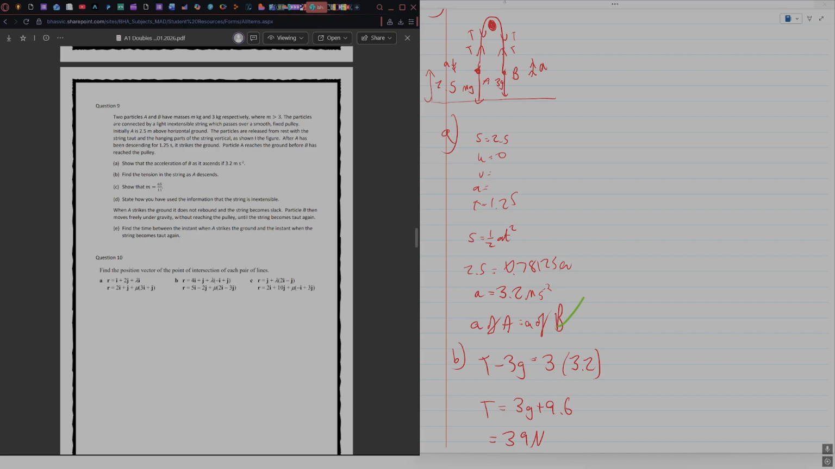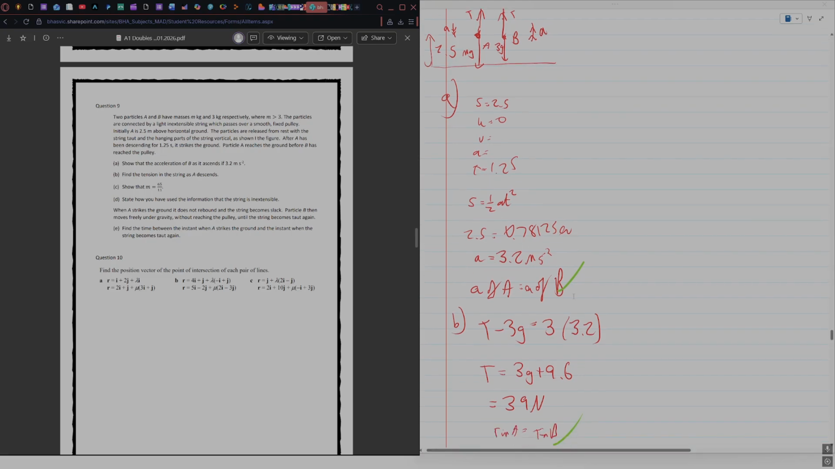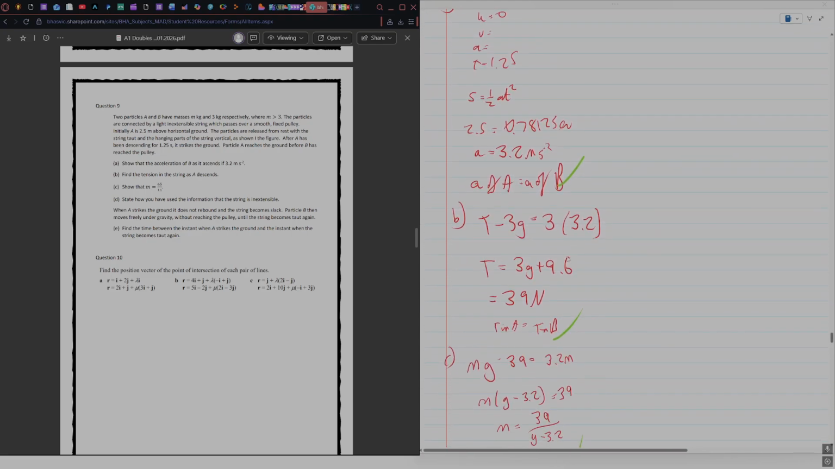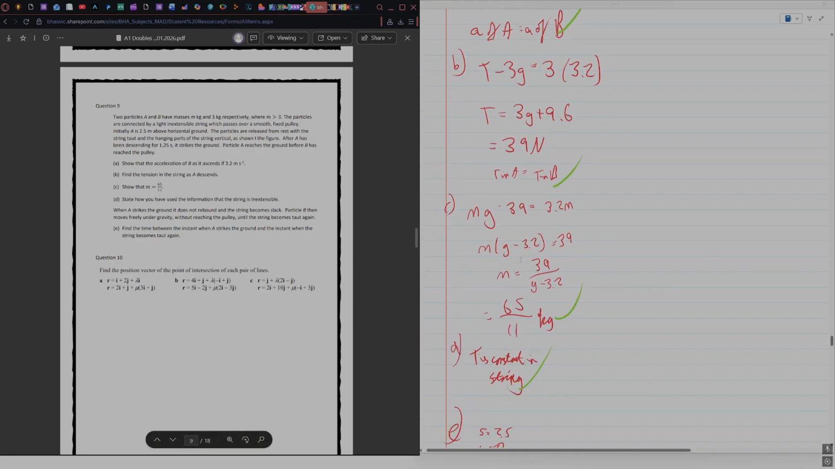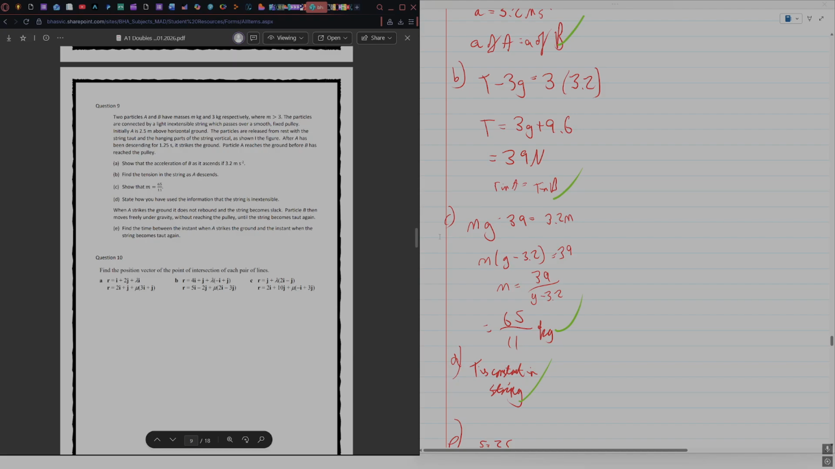I'm just assuming that B moves upwards. It doesn't say in the question, but it does say that A moves down and hits the ground, so you can assume that B moves up, which means that the resultant force is T minus 3G, so tension pulling up minus the weight pulling down equals MA, and then that gives you your answer. For part C, just resolve in this one, and you get your answer, not too complicated.